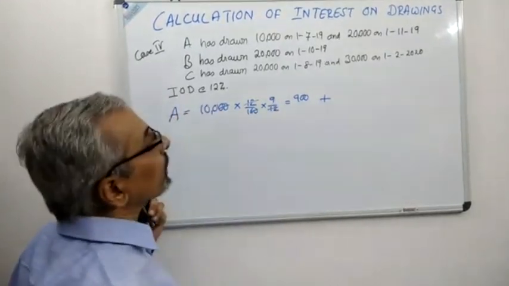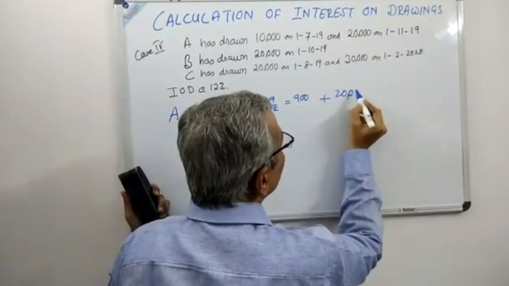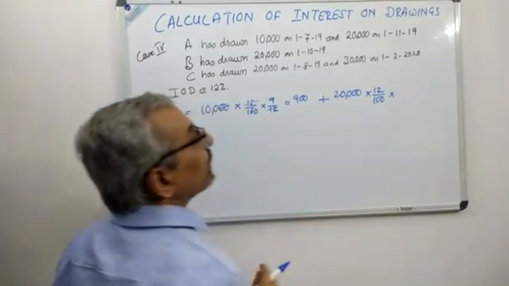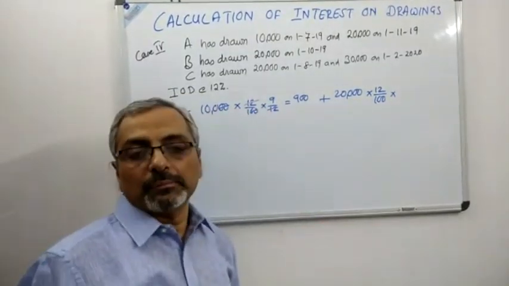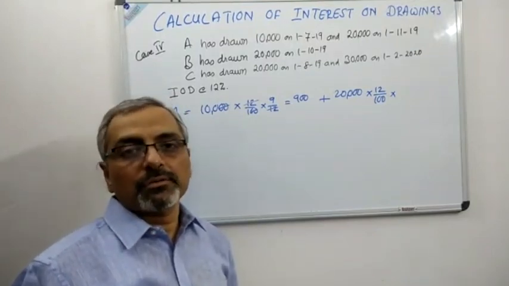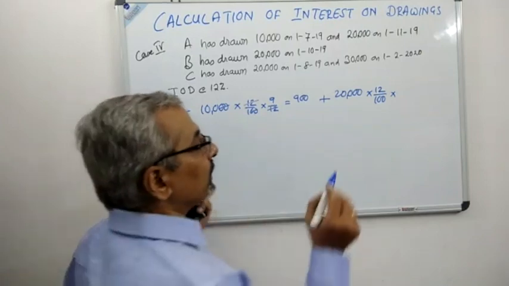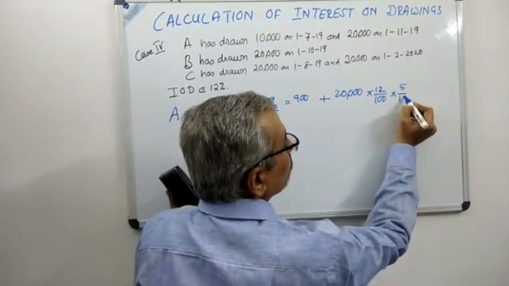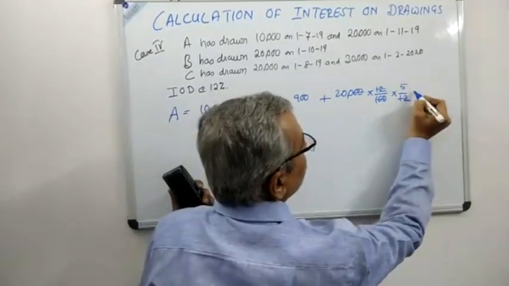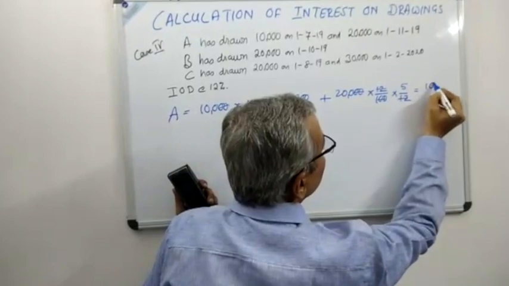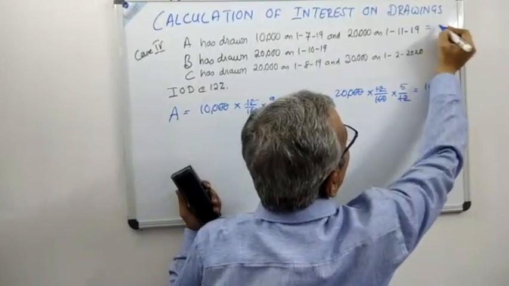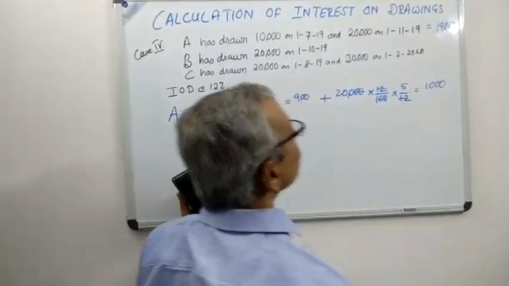Plus there is further drawings made by him. 20,000 is the further drawing. Percentage is 12%, and it is being drawn on 1st of November. So from 1st November to 31st of March will be 5 months, and we'll calculate the interest for 5 months for that. So we'll have 5 by 12. So we'll cancel the 12, we'll cancel the zeros over here. So 200 into 5 gives us 1000. So the total interest is 900 plus 1000. So the total interest on drawing of A comes to 1900.